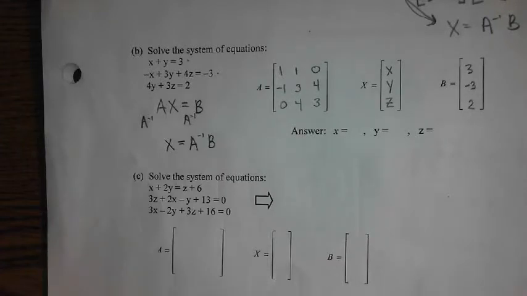Looks good to me. What was yours, Rob? 1, 2, -2. 1, 2, -2 should be what you get. If you don't, speak up.